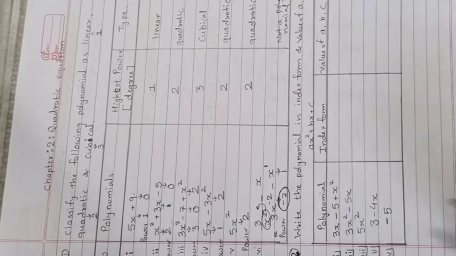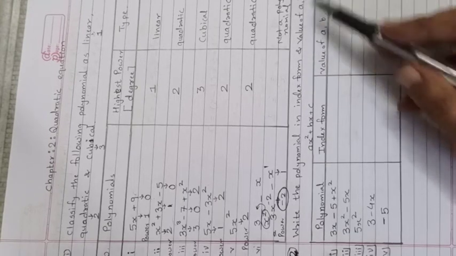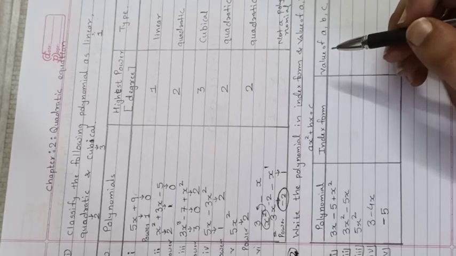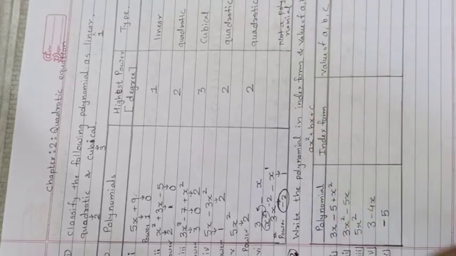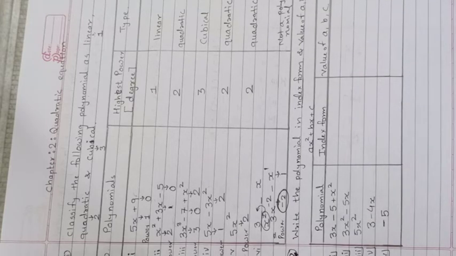Okay, the next one: write the polynomial in index form and find the value of a, b, c. Index form, you might be wondering what that is. Index form is very easy, just writing the given polynomial in decreasing order. Are you getting it? Decreasing order of the variable.